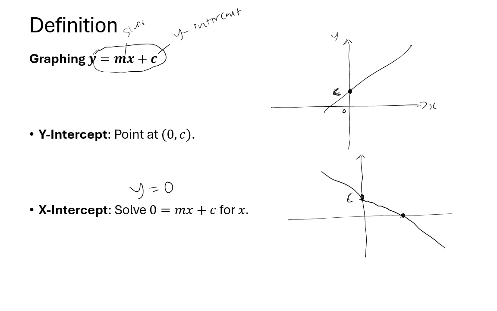So let's start some examples. Example 1: sketch the line y equals 2x minus 8. The first thing is to look at how our equation looks. We know that it is mx plus c. From here we can see that m is just this 2, and this minus 8 is our c. So c equals minus 8.